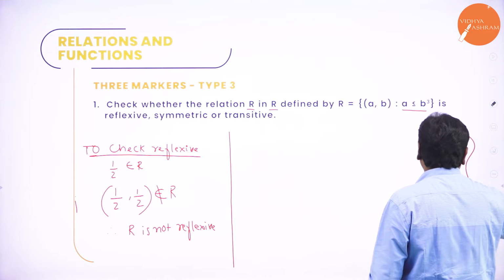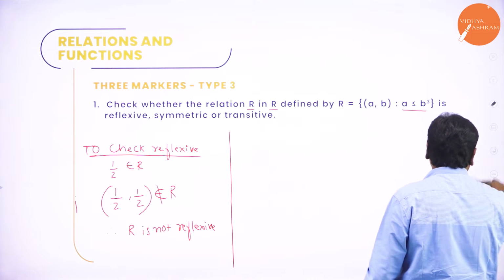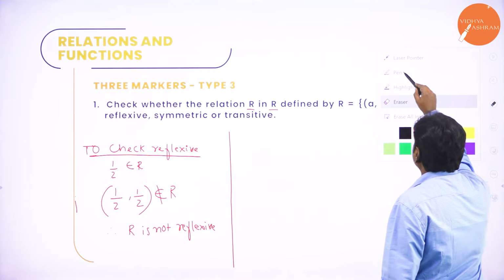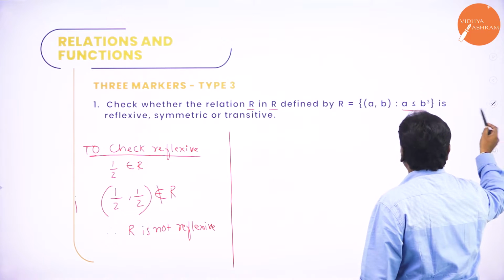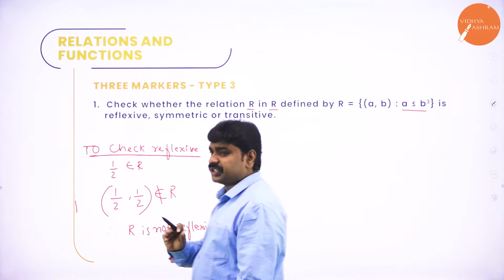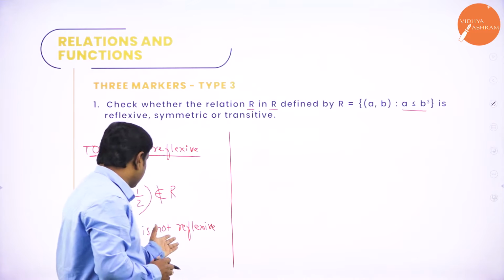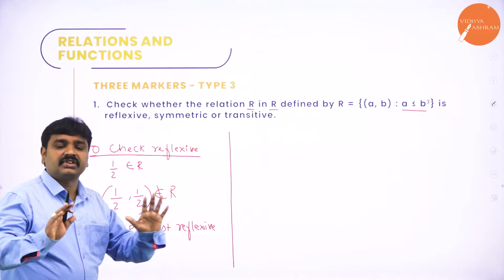Take like that, because 1/2, 1/3 all are rational numbers. Rational numbers also belong to what? Real numbers. So rational numbers are a subset of what? Real numbers. Now we checked reflexive, it is not reflexive, we concluded. So these 3 lines are sufficient.